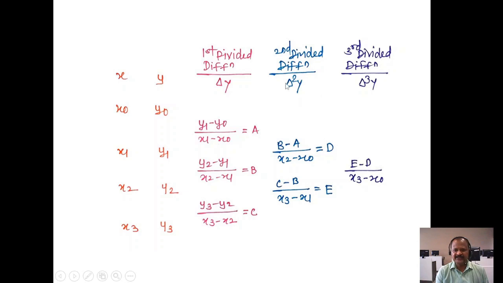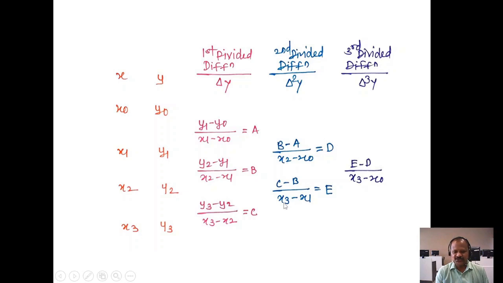Then we have to find the second divided difference. So b minus a divided by x2 minus x0. Now here the first term is x1; you increment it by 1, so it is x2, and this x0 you keep as it is. Then the next term, c minus b divided by x3 minus x1. So again you increment by 1.